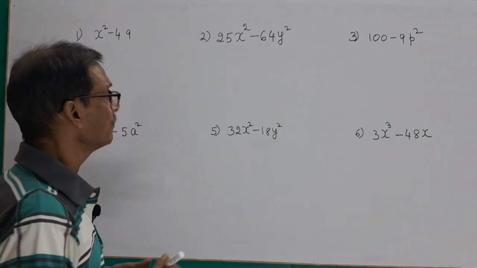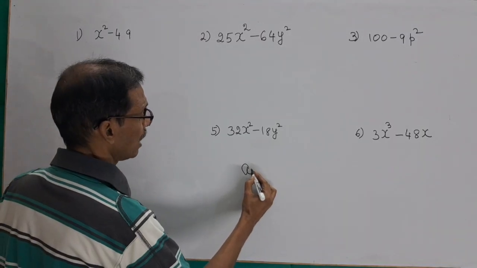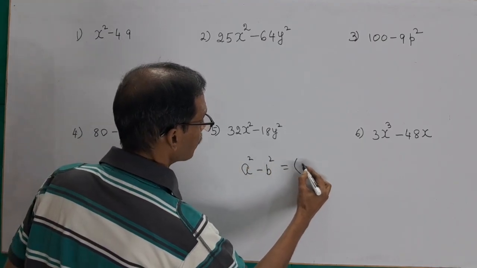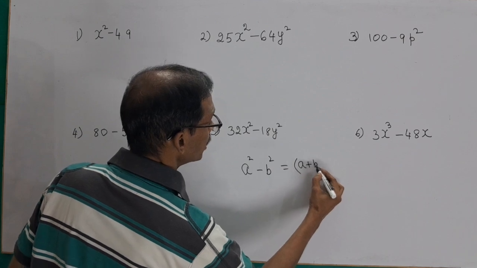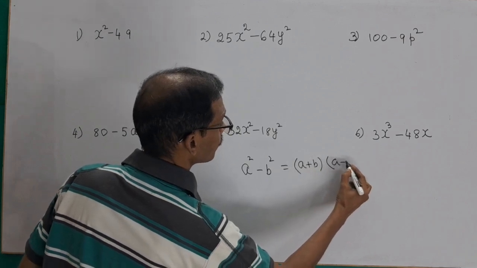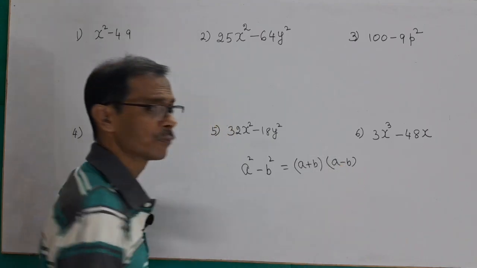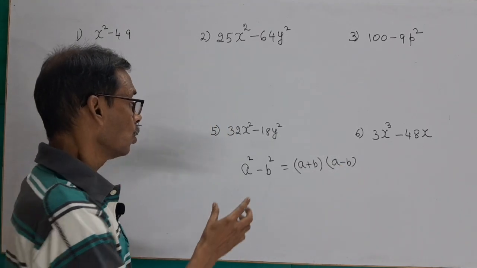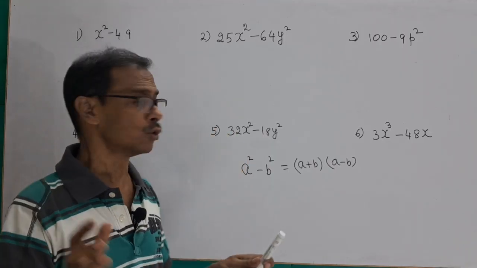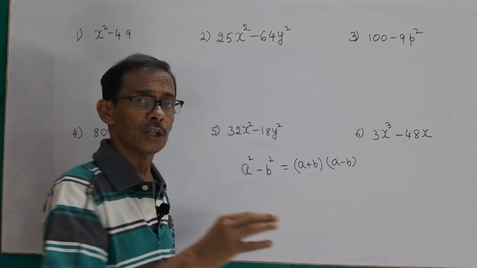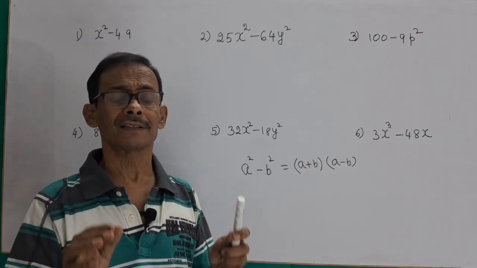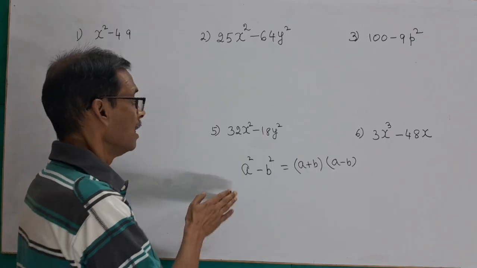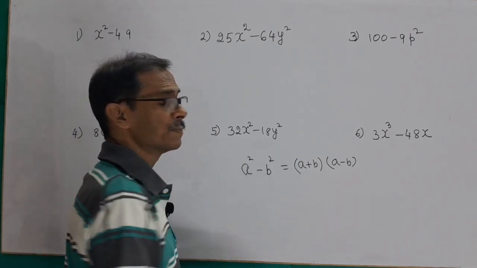What is that identity? The identity is a square minus b square equals a plus b into a minus b. Some of you are probably aware of this identity and some may not. So, whoever does not know this identity, note it because it is very important for your future classes. a square minus b square equals a plus b into a minus b.